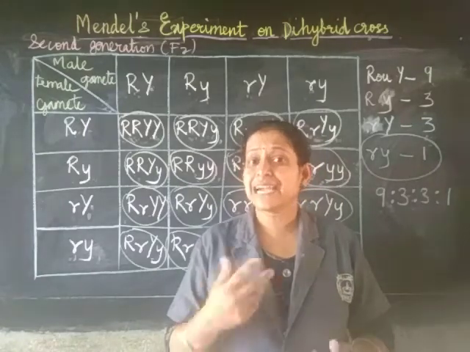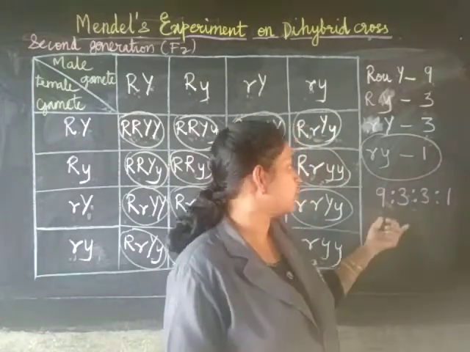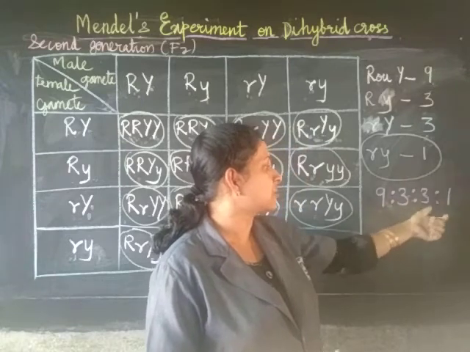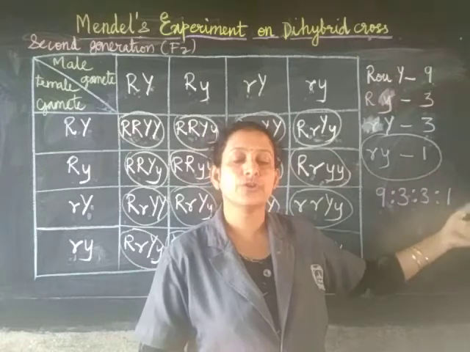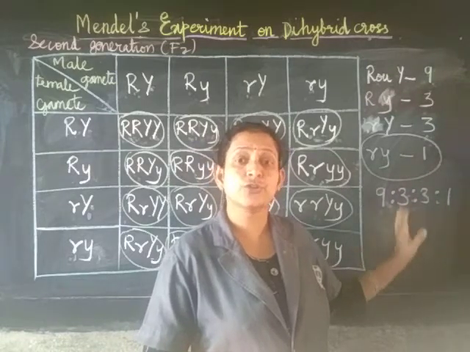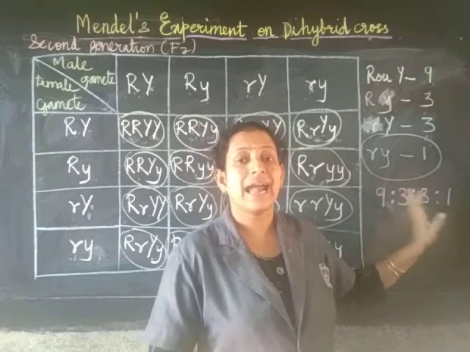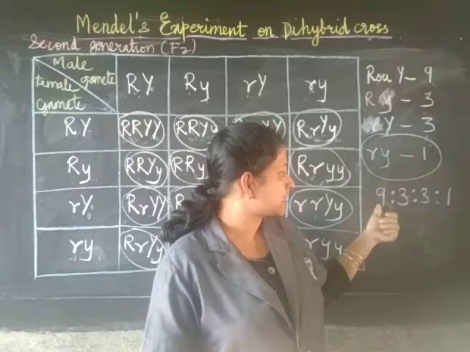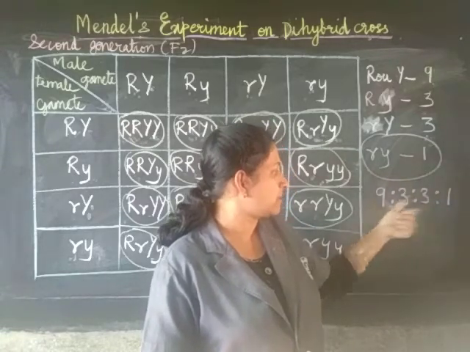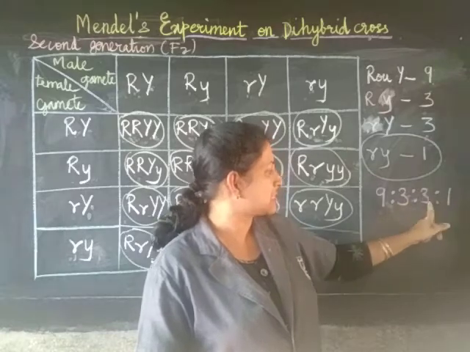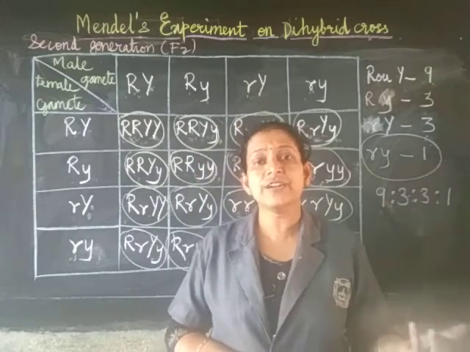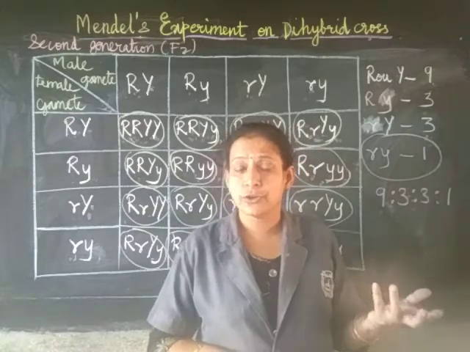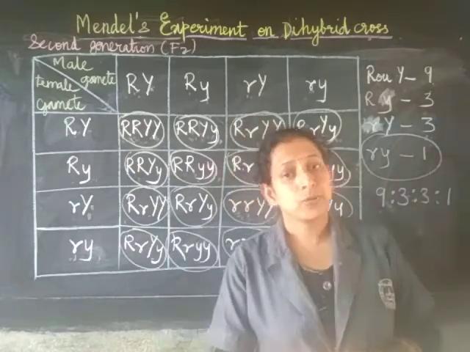So like that dihybrid cross, the phenotypic ratio Mendel found was 9:3:3:1. Phenotypic ratio you will learn, genotypic ratio you can find out on your own and try to see whether it is 16 or not. 9 plus 3 is 12, plus 3 is 15, plus 1 comes to 16. So altogether 16 different combinations you will be getting.